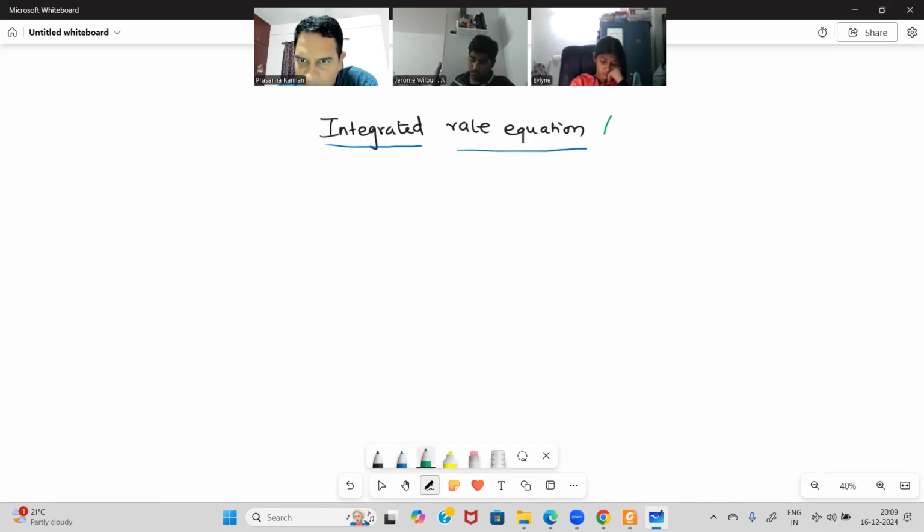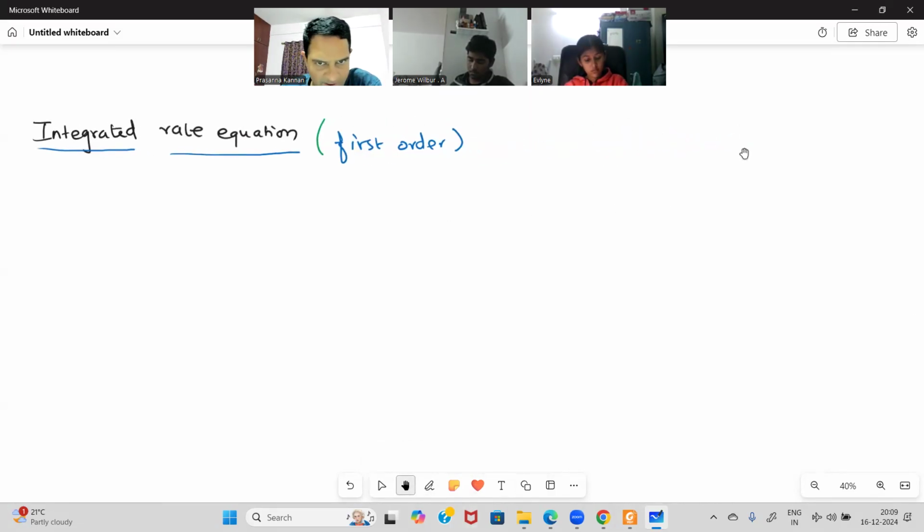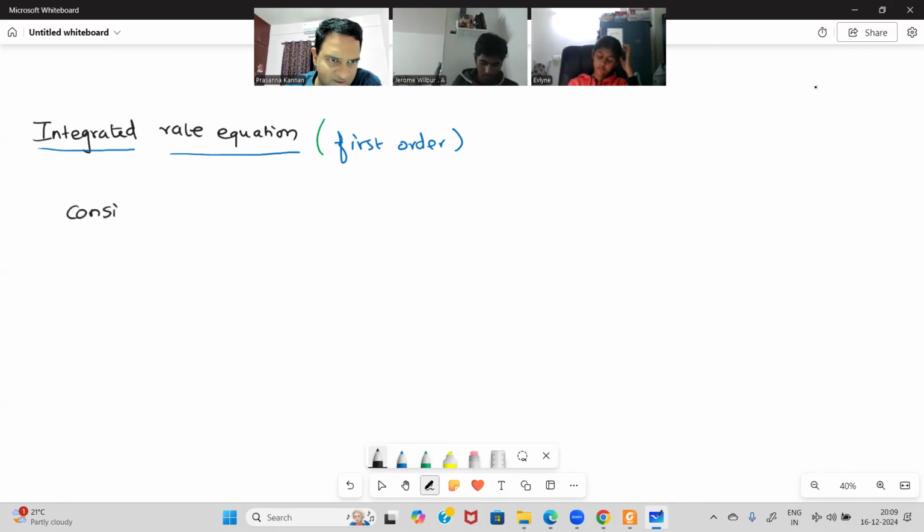And what is of great importance is first order. You can always use it to derive for zero order, second order, etc. Okay. So integrated rate equation for the first order reaction. So first order reaction means what? Overall order of the reaction is 1. For convenience, we are taking that there is only one reactant. So let's consider a reactant A converting to products.